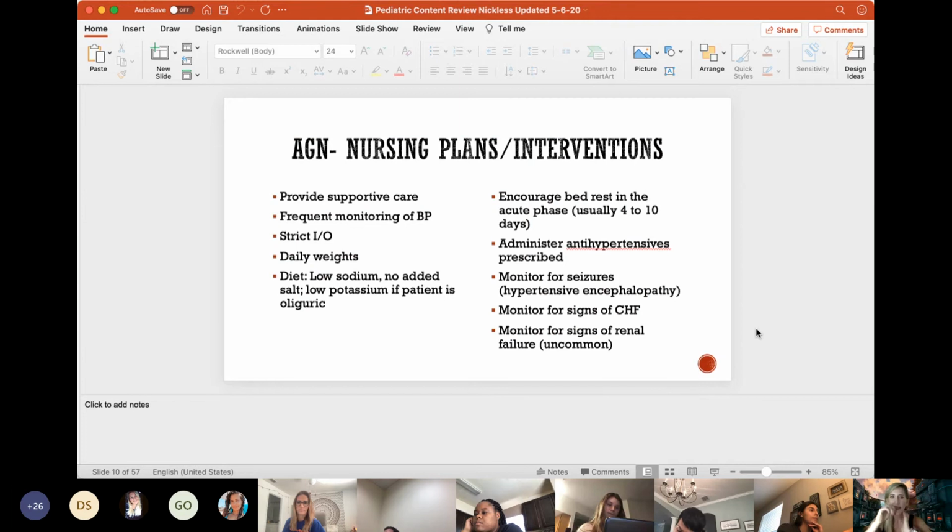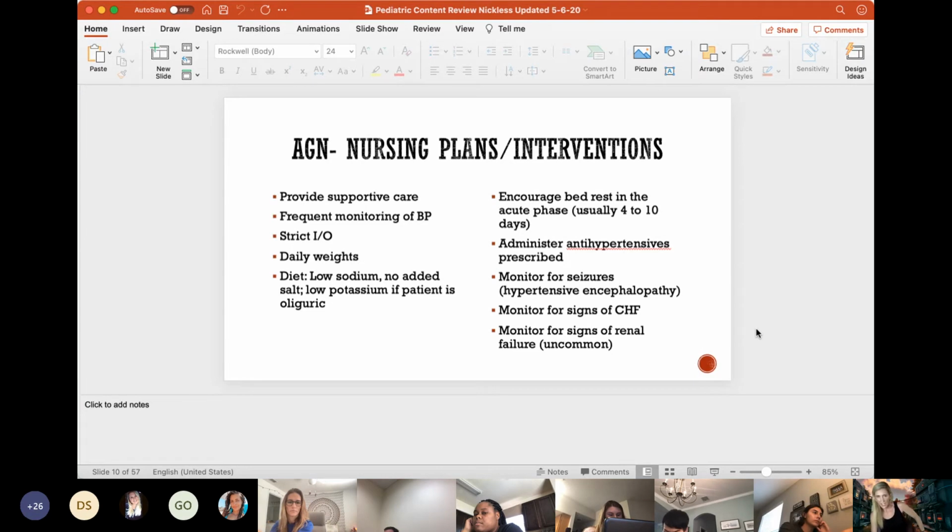So the biggest thing here is we're going to monitor that BP. We're going to encourage bed rest in that acute phase. And then if we need to give our antihypertensives, we will. Remember, we're going to monitor for seizures and know that this could cause congestive heart failure. But that diet is going to be low sodium, low potassium as well if they're peeing a ton. Daily weights and strict I's and O's. Now remember, with nephrotic syndrome, we're going to bring in the big dogs with the steroids. But with AGN, a lot of the time, if we can treat the infection, if we can get them on antibiotics and treat that strep, we don't have to go to the steroids.